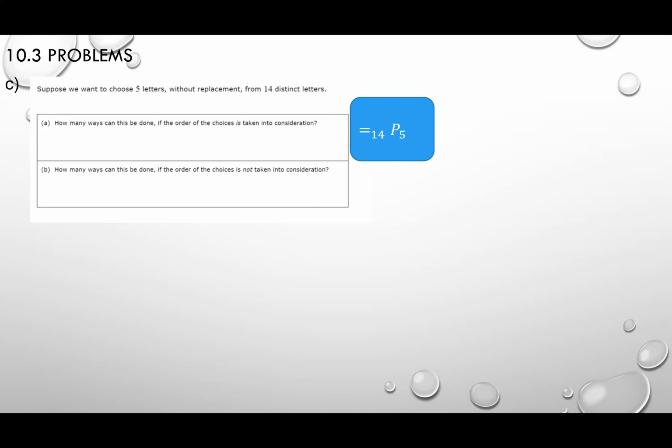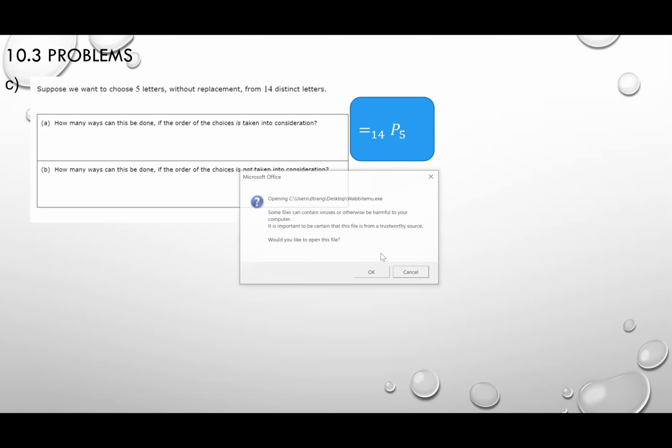And like I mentioned earlier to you guys, if you have 2 numbers, in this case, we have 5 and 14. If you have 2 numbers, the bigger number will always be your n, because you cannot choose 14 if you have only 5 items. You can choose 5 items from a group of 14, but you cannot choose 14 from a group of 5. Okay, so the n will always be your larger number, and the r will always be your smaller number.